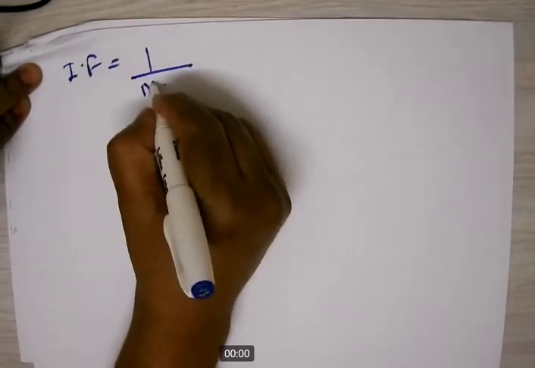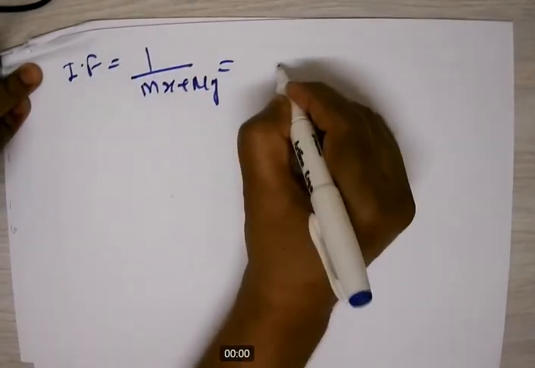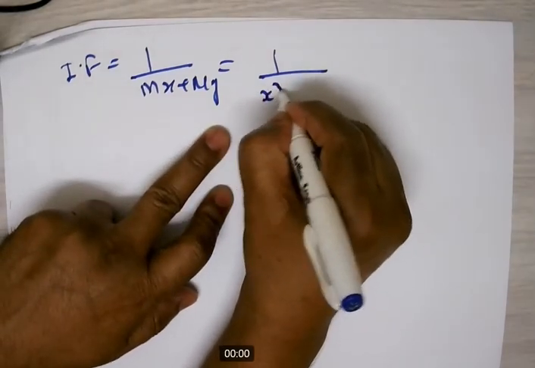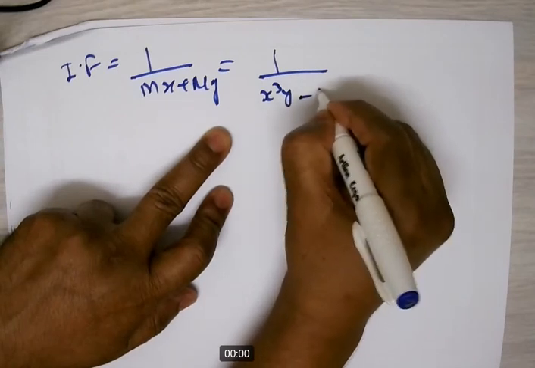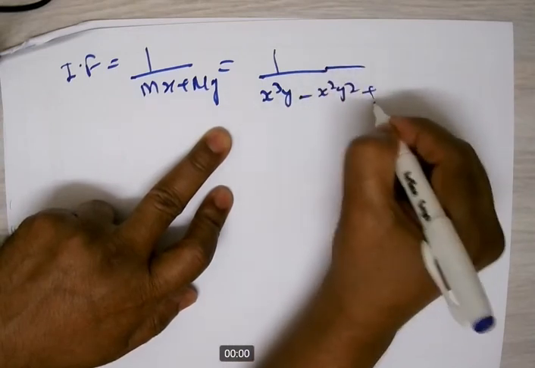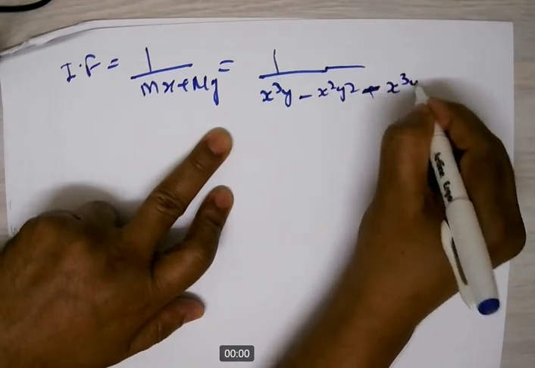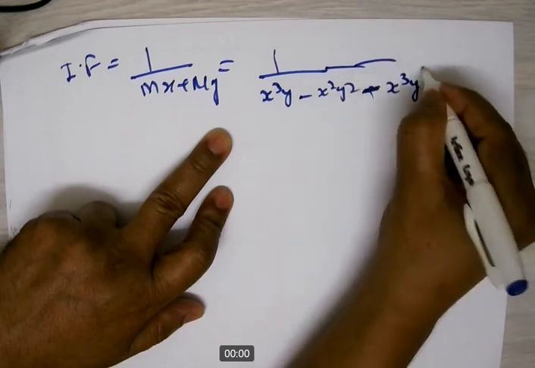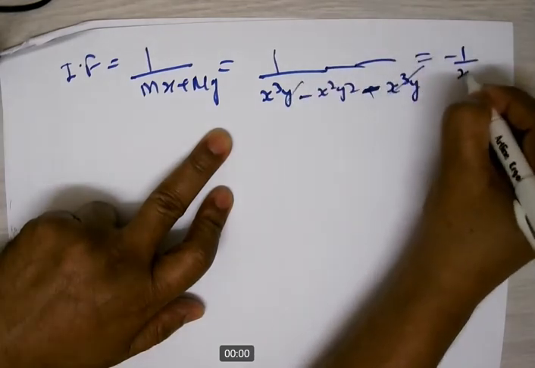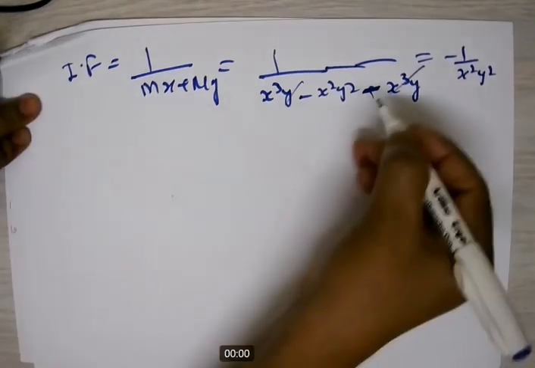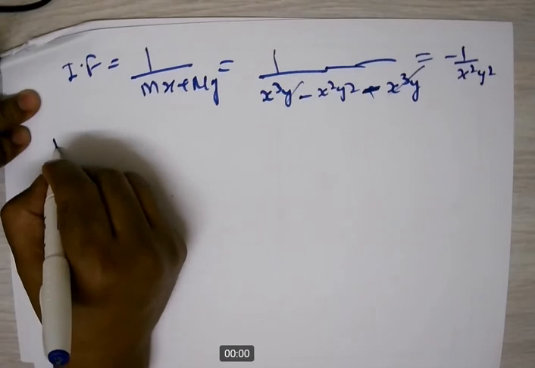Then what do we have to do? We have to write the integrating factor. So what is the integrating factor? 1 divided by Mx plus Ny, equal to 1 divided by... M means here x square y, so x cube y minus x square y square, plus Ny. N means here minus x cube y. So this and this cancel. The remaining part is 1 divided by x square y square with a negative sign. Now multiply this integrating factor to the given differential equation.